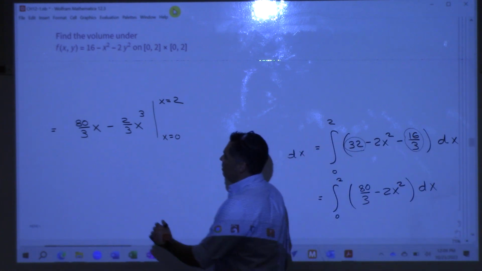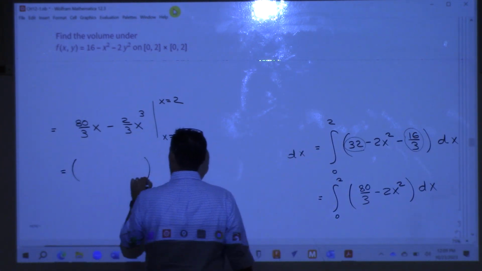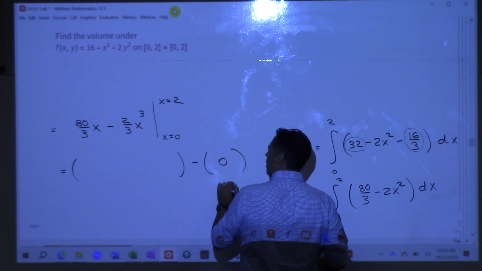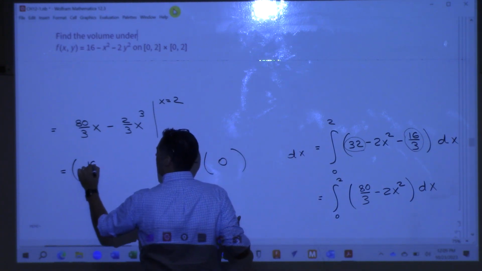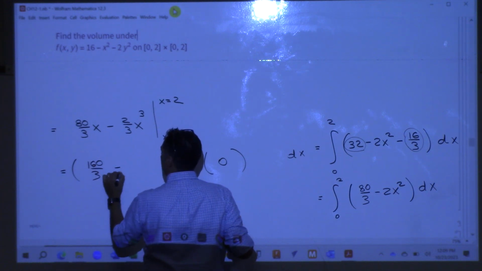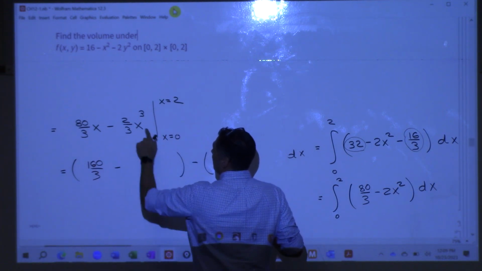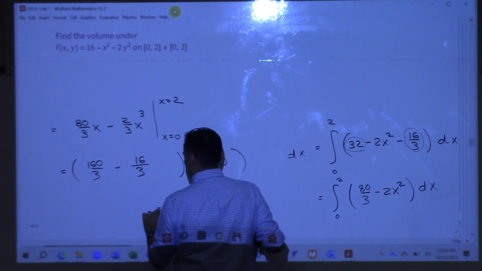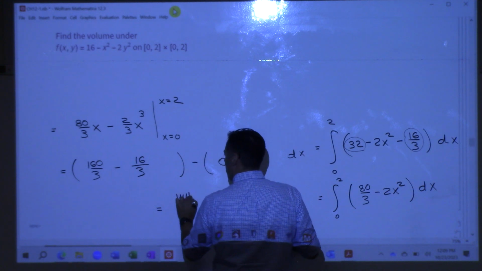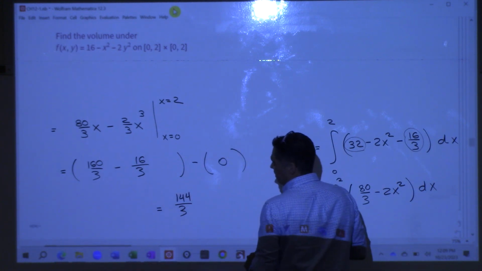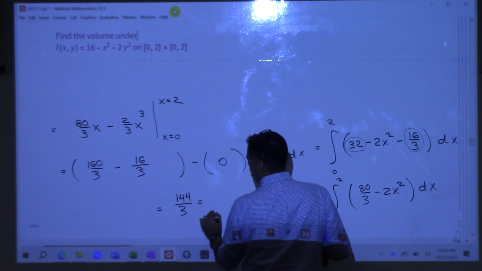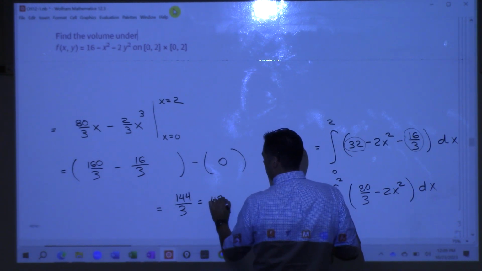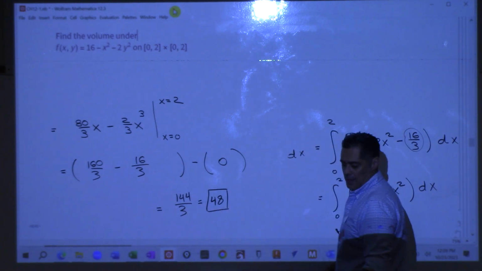So 160 over 3. I'm plugging in my two values. When I plug in 0, I get 0, don't I? Okay, so I get 160 over 3 minus 2 cubed, 8 times 2, 16 over 3. So 144 over 3. That goes in there, doesn't it? 48. That's very odd that it's a nice number like that.